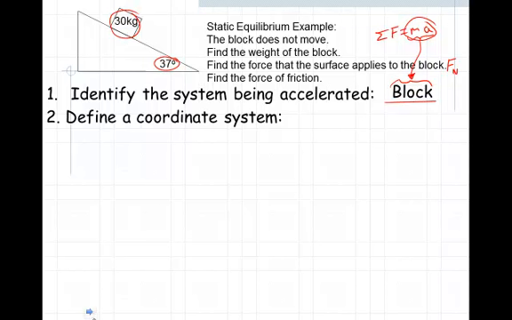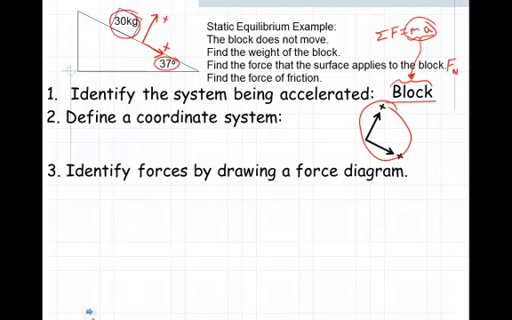Then we need to define the coordinate system. Up and to the right is positive, because it's a little bit off axis there, and down to the right will be positive. That will be our coordinate system. Then we're going to identify the forces by drawing a force diagram. So we've got the normal force up and to the right. That's the force that the surface is pushing up onto the block. Then we've got static friction in this direction. And then finally, the force due to gravity straight down.